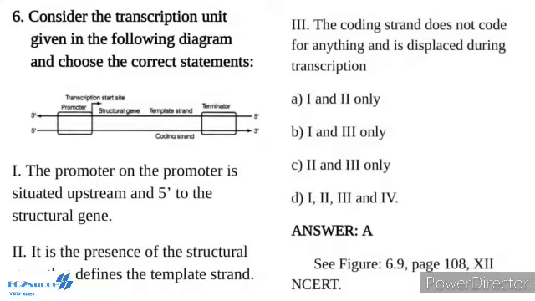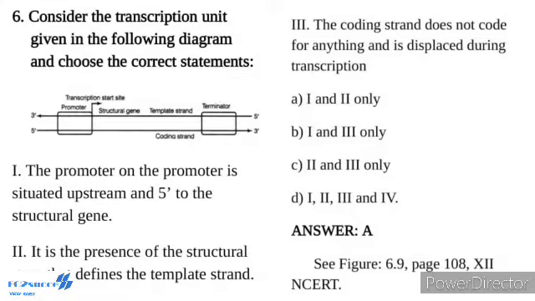It is a DNA sequence that provides the binding site of RNA polymerase, and it is the presence of the promoter in the transcription unit that also defines the template and coding strand. By switching its position with the terminator, the definition of coding and template strand could be reversed.